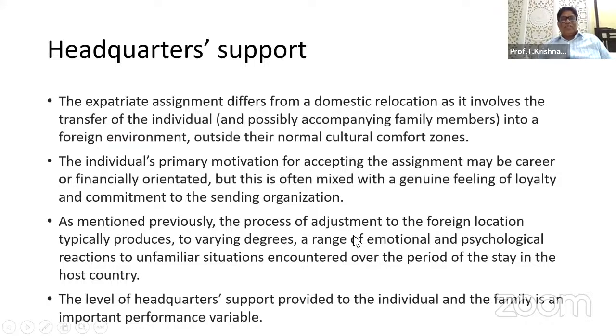As mentioned previously, the process of adjustment to the foreign location typically produces, to a varying degree, a range of emotional and psychological reactions to unfamiliar situations encountered over the period of the stay in the host country. The level of headquarters support provided to the individual and the family is an important performance variable.